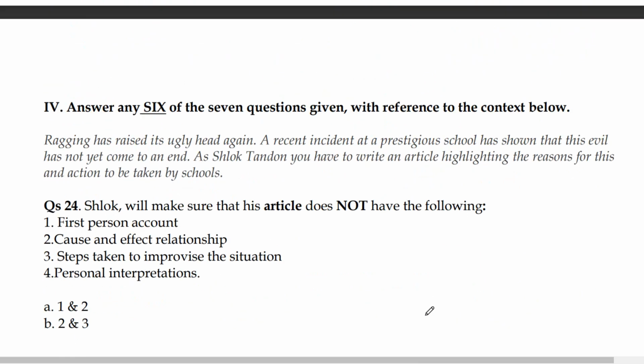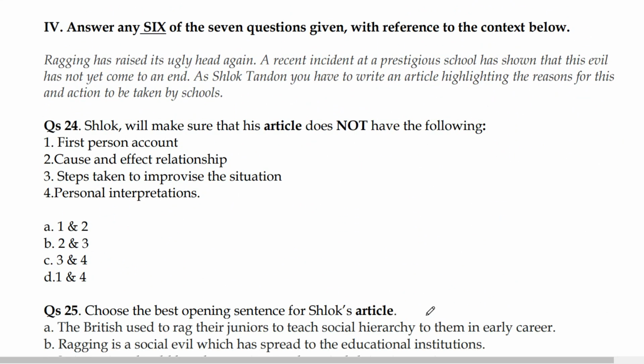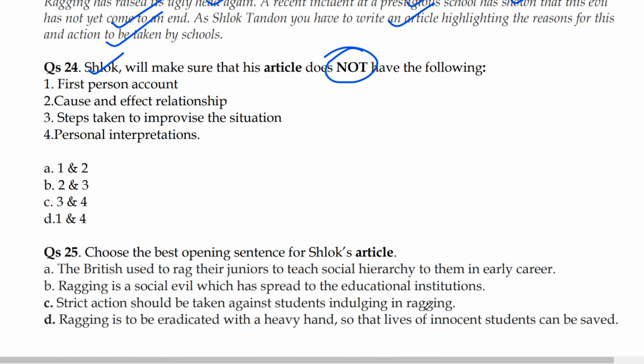Come to the next question. Answer any 6 of the 7 questions given with reference to the context below. Ragging has raised its ugly head again. A recent incident at a prestigious school has shown that this evil has not yet come to an end. As Sherlock Tandon, you have to write an article highlighting the reasons for this and action to be taken by schools. So you are asked to write an article on ragging in schools. So look at the questions. Sherlock will make sure that his article does not have the following. Doesn't have the following. So don't forget the note there.